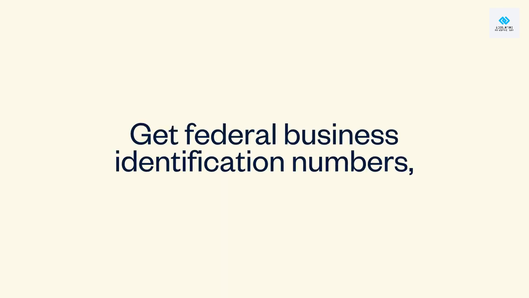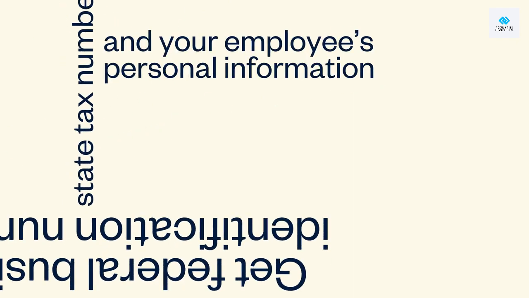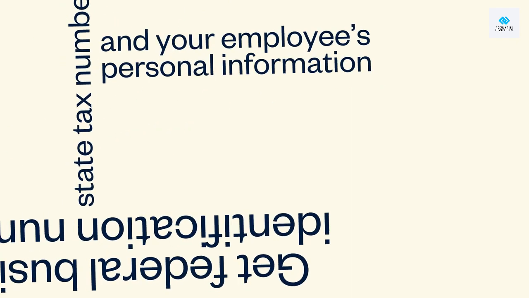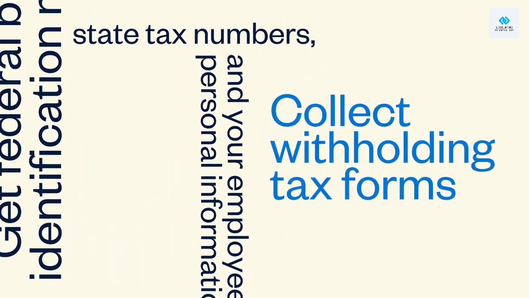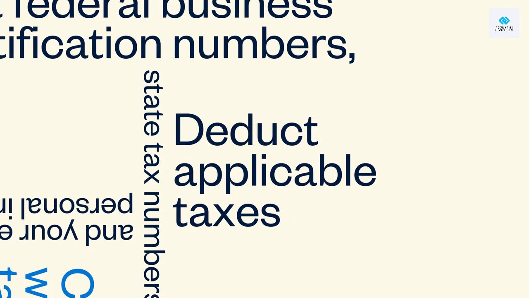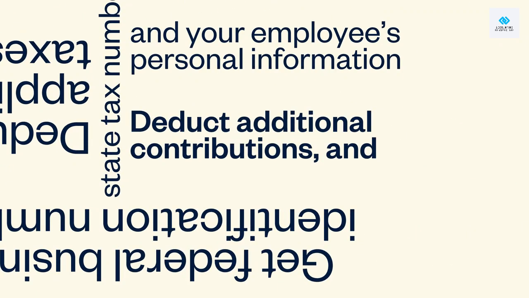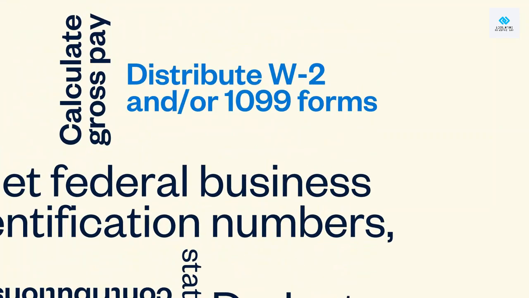You'll need to get federal business identification numbers, state tax numbers, and your employees' personal information. Calculate gross pay. Collect withholding tax forms. Deduct applicable taxes. Deduct additional contributions. And distribute W-2 and/or 1099 forms.